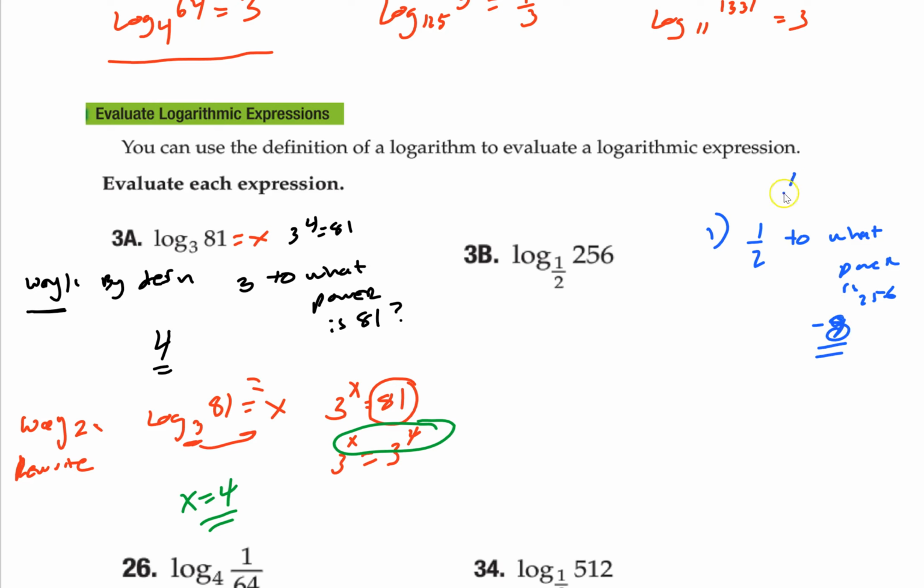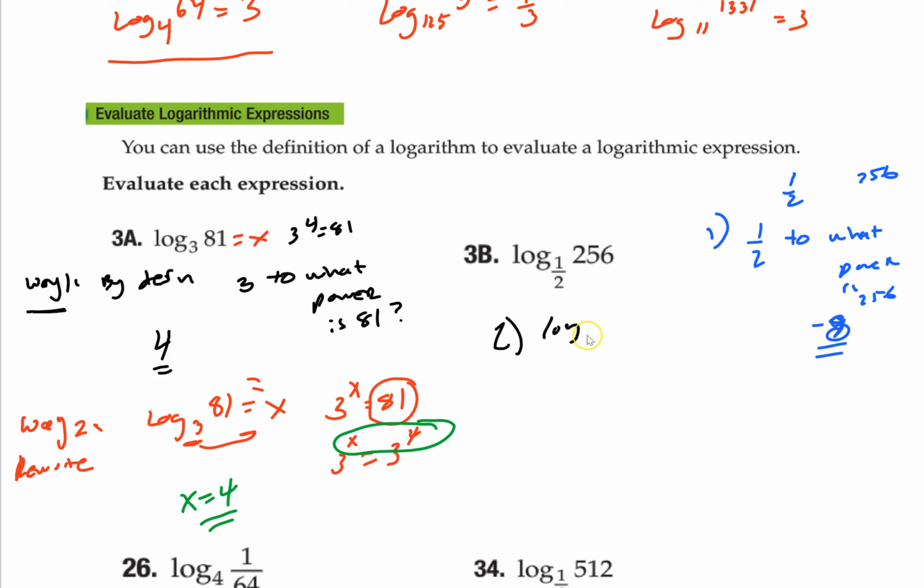Again, why negative? Well, I start off with 1/2. I gotta get 256. Alright, the only way you can get a power to go from a fraction to not a fraction is to negate it. So that makes it flip. So it's just going to be -8. Again, way 1. Alright, way 1's good if you know your stuff. Way 2 gives you a little structure.